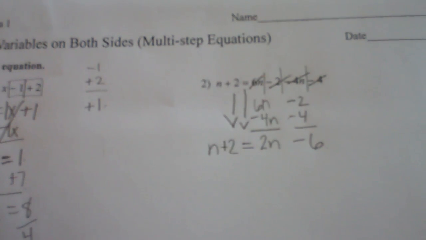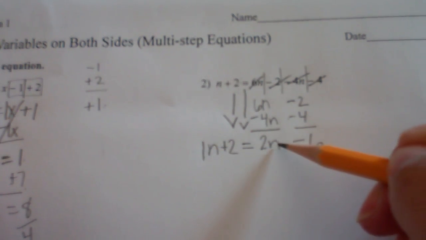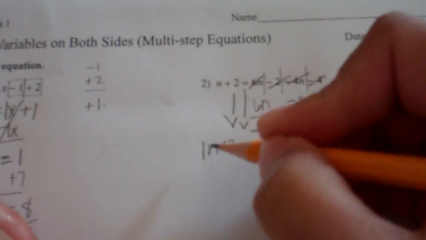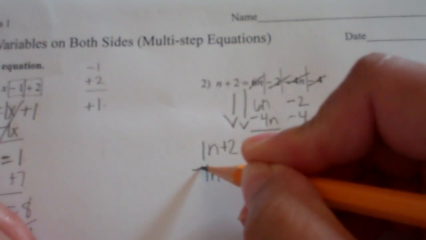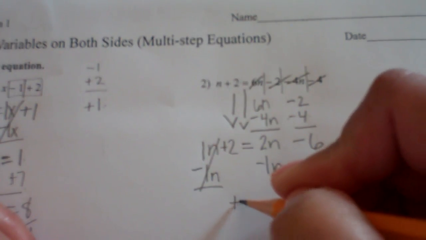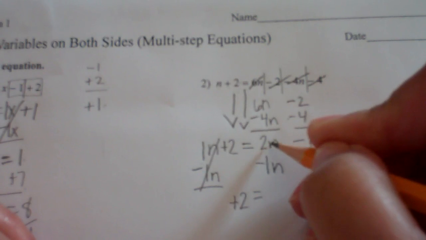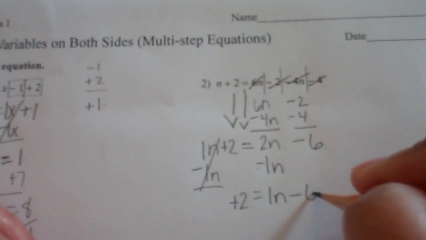Now we're going to be doing step 2b. 2b says move like terms to one side. Here we use inverses. Now we can bring either this 1n, I'm going to put my 1 in front over here, or the 2n over to the other side. Let's move the 1n over. Minus 1n, minus 1n. The reason why it's minus is because here it was originally plus. Bring down my plus 2, my equal sign, 2n minus 1n equals 1n minus 6.